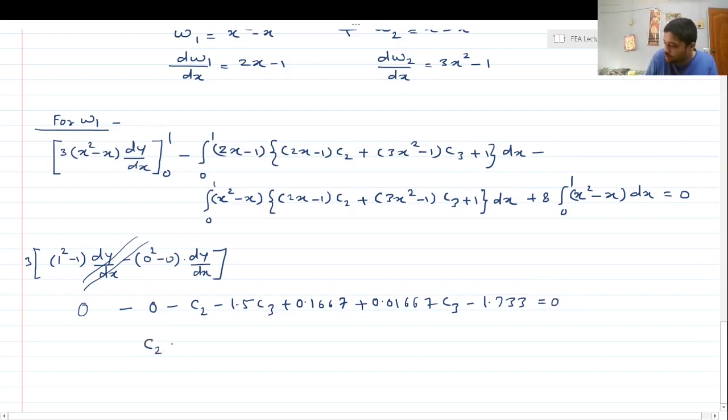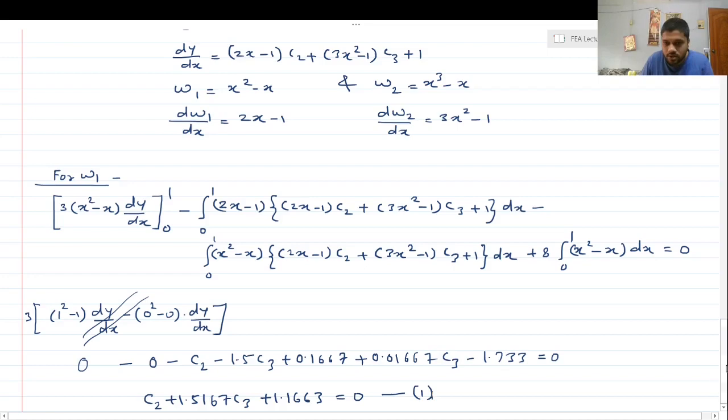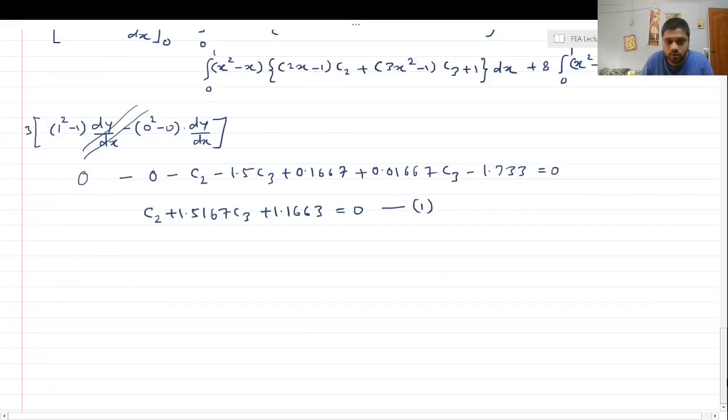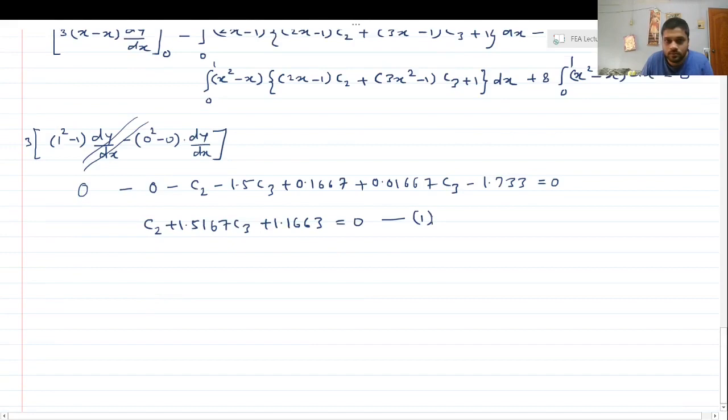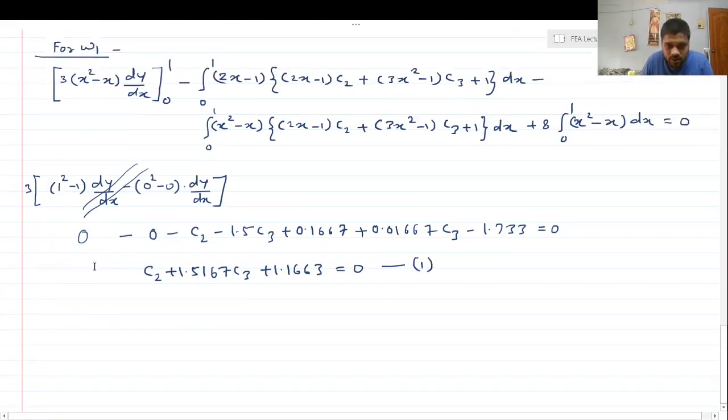what I get is c2 plus 1.5167 c3 plus 1.1663 equal to 0. That becomes my equation 1. And a similar condition when I do for W2. This is just rearranging the terms. Similar thing when I do for W2.